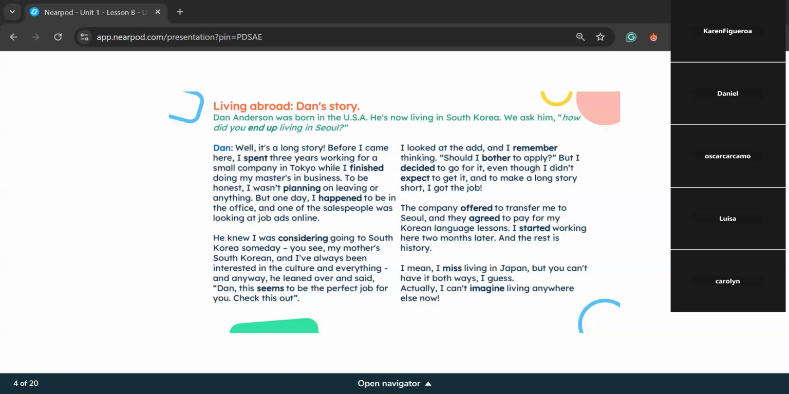The company offered to transfer me to Seoul, and they agreed to pay for me Korean language lessons. I started working here 2 months later, and the rest is history.